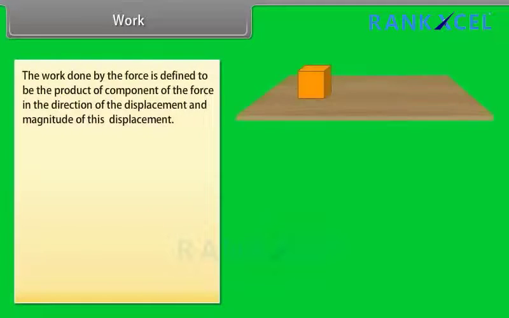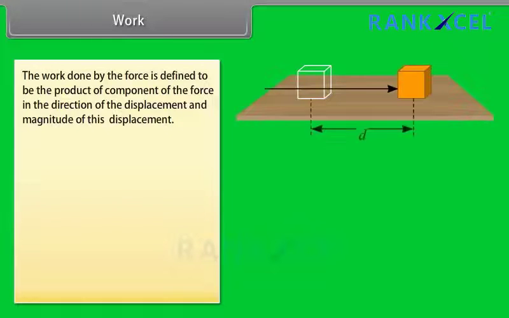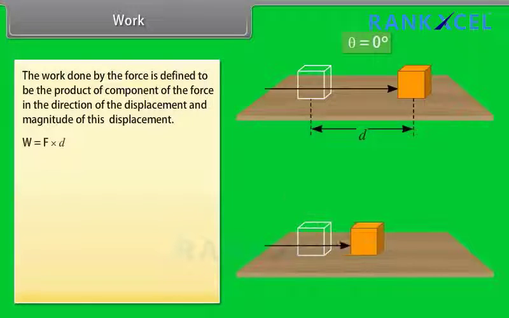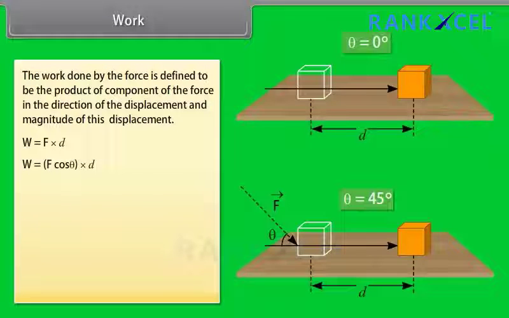Work. The work done by the force is defined to be the product of component of the force in the direction of the displacement and magnitude of this displacement. W = F × d. W = F cos θ × d.